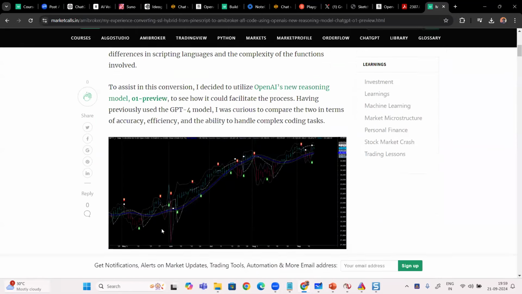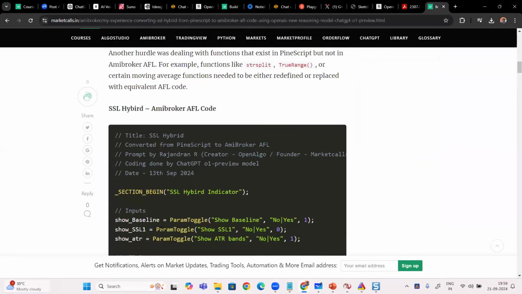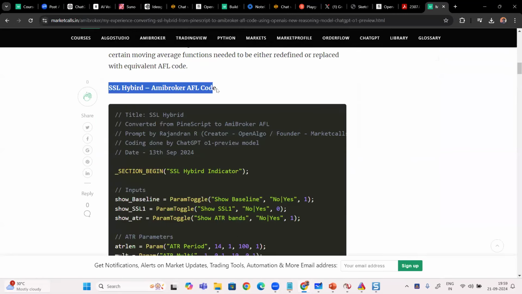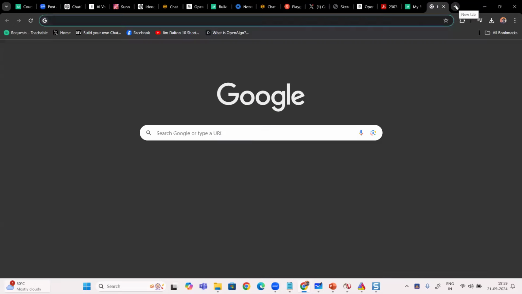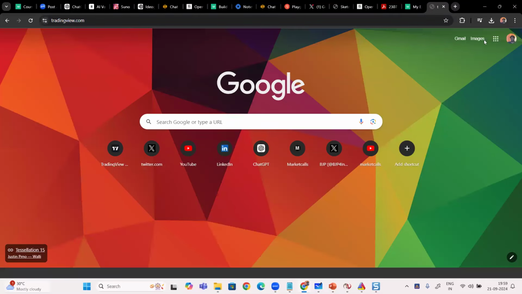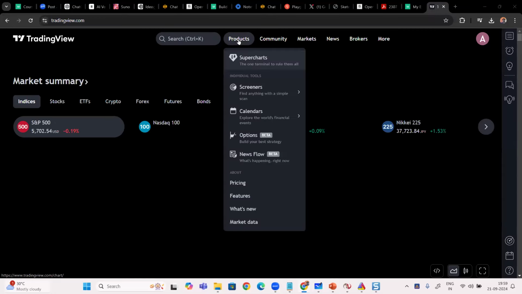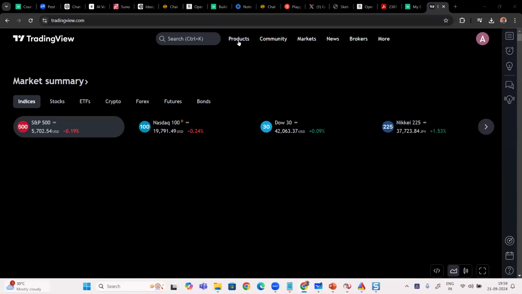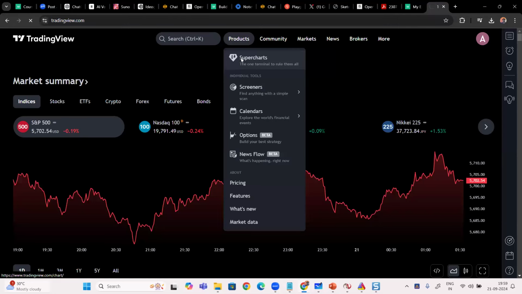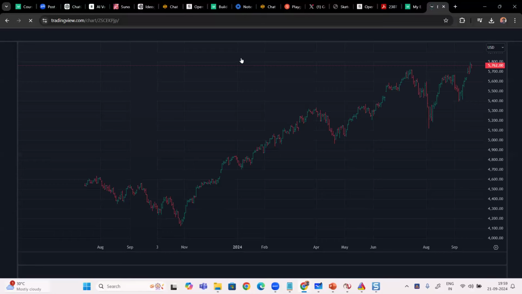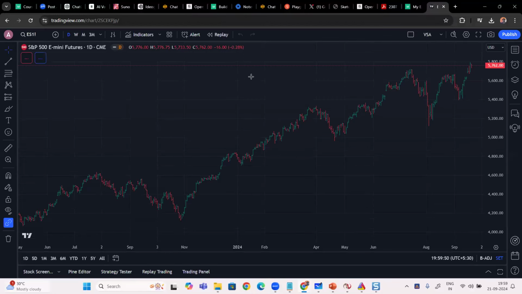This is one of the complex, I would say super complex codes, SSL Hybrid. Maybe you would have seen it in TradingView. Right. So let me show you in TradingView how it looks. It is SSL Hybrid, one of the popular indicators in TradingView. Very difficult to replicate. If somebody wants to replicate that, the minimum they have to spend is like 2 days of continuous effort. Or maybe if somebody is a super expert, at least 24 hours of continuous effort.